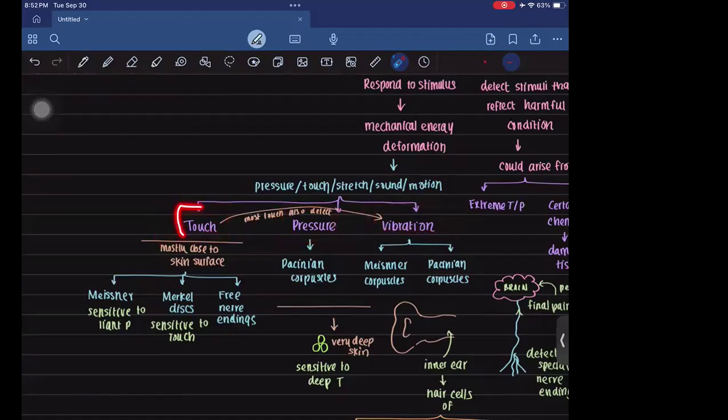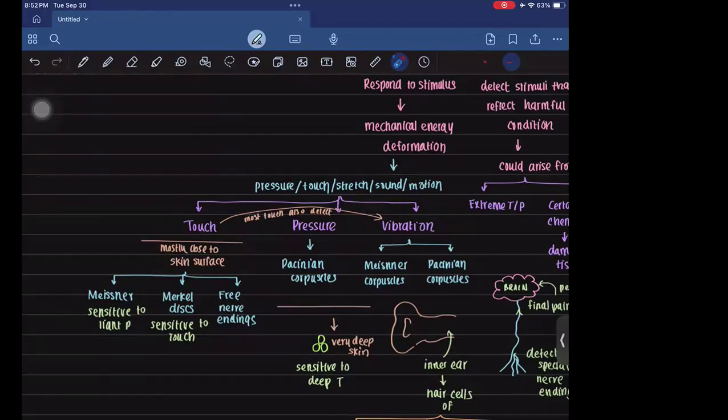Touch receptors, if you ask where they are present, are mostly present close to the skin surface, because you touch your skin surface, right? You don't touch the internal environment. So these touch receptors will be present mostly close to your skin surface. There are three types of touch receptors.